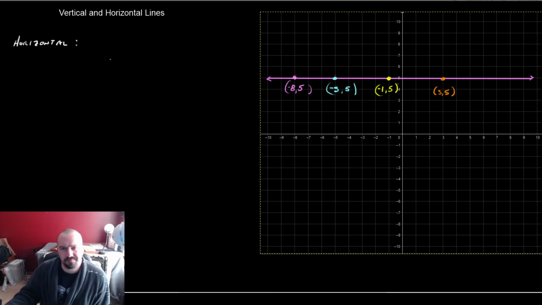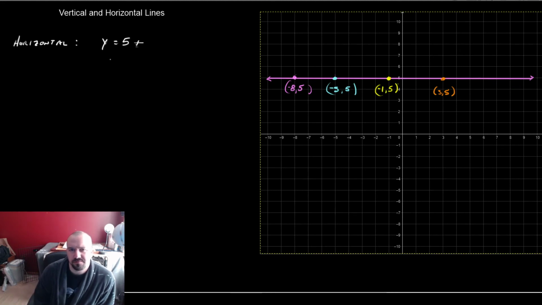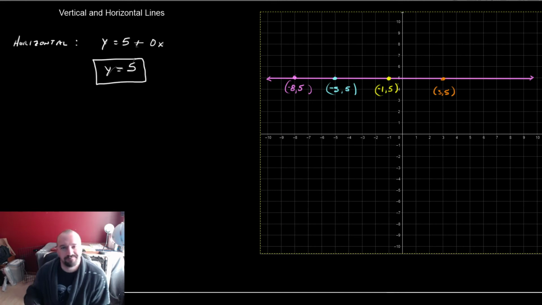Do they have a Y value? Yes, they do. It's constant. So we know that it at least equals 5. But then we're going to ask how it changes with X. Does it change? Doesn't seem to. So if there's no change, then that means there's no slope. But 0 times X is just 0, so it turns out that this is just Y equals 5. That's it. And there's the equation. That's technically in slope-intercept form, by the way.